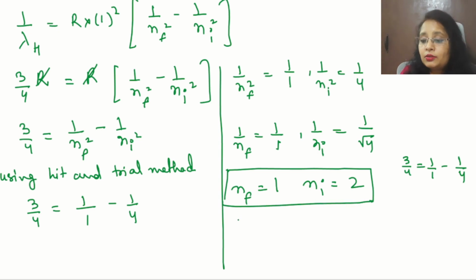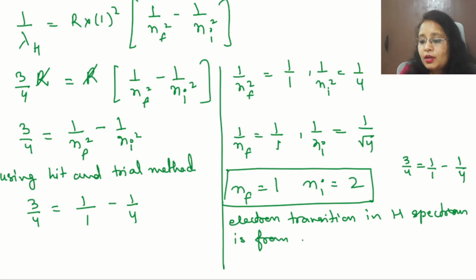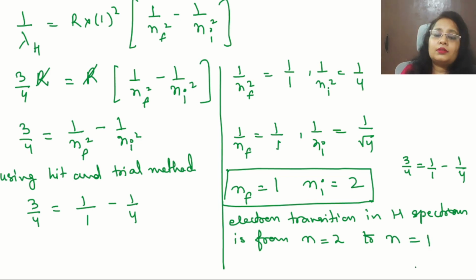So we can conclude our problem solution: the electron transition in the hydrogen spectrum is from n = 2 to n = 1, which has the same wavelength as the helium ion spectrum transition from n = 4 to n = 2.